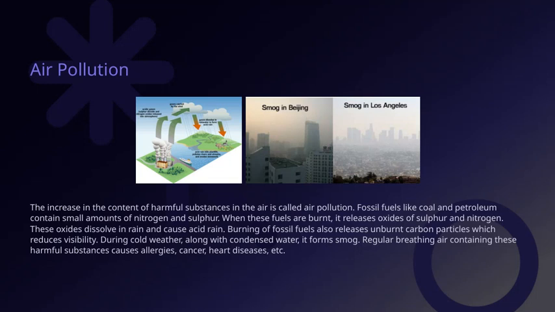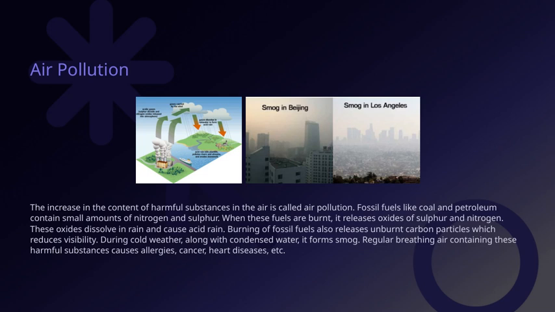Let's talk about air pollution. This term refers to the increase in harmful substances in the air we breathe. Now, these substances mainly come from burning fossil fuels like coal and petroleum. Interestingly, these fuels contain small amounts of nitrogen and sulfur. When we burn them, they release oxides of sulfur and nitrogen into the atmosphere. These oxides can dissolve in rain, leading to a phenomenon called acid rain, which can harm ecosystems and buildings.